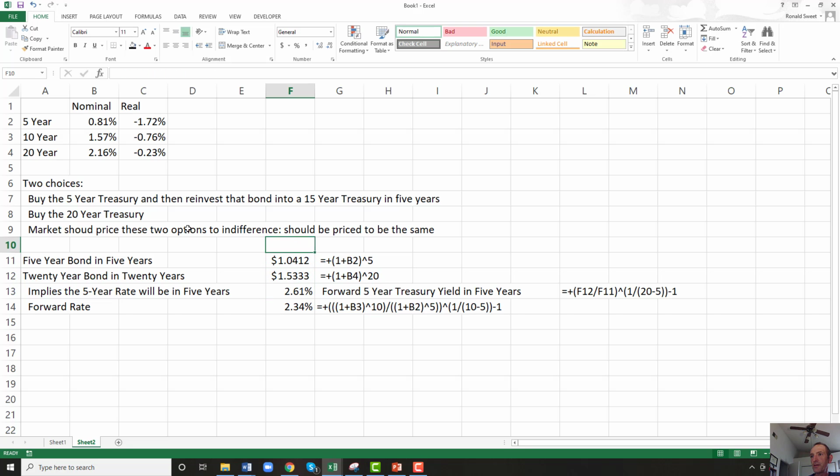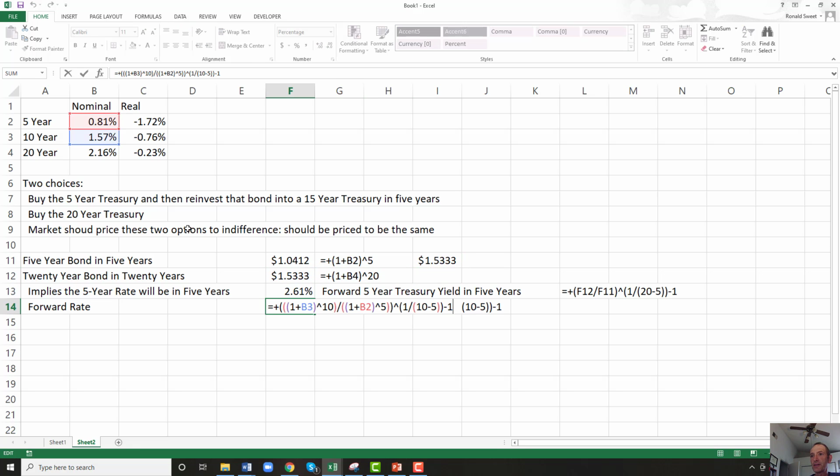So what does that mean? In 5 years, we're going to take the maturity value here. We're going to reinvest it at 1 plus this forward rate, raise it to the 15th, and there's our 1.5333. So how do we actually adjust that here?